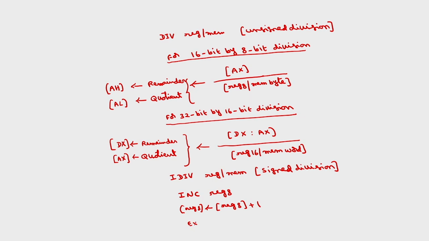If I take the example, if AL is FFH and I write INC AL, what will be the contents of AL after this? It will be 00. Why? Because FF, if we add 1, becomes 100. So the 8 bit result will be 00, but the carry flag will be set.